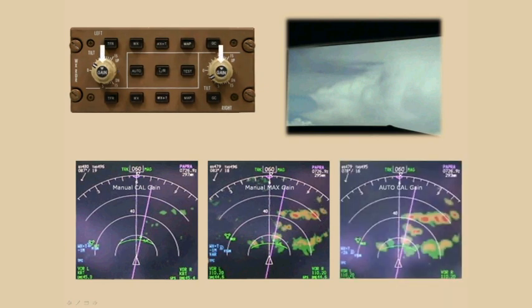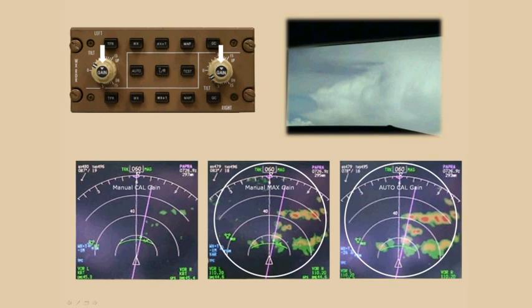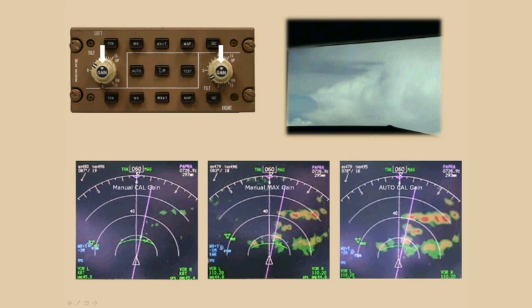In auto cal gain, the radar has automatically increased the gain as the outside air temperature decreased, providing a picture that is very similar to manual max gain and reducing the threat of inadvertent thunderstorm top penetration. Note that at cruise altitudes, manual max gain and auto cal gain are essentially equivalent. In auto, further increasing the gain above the cal position may result in overwarning and unnecessary deviations.